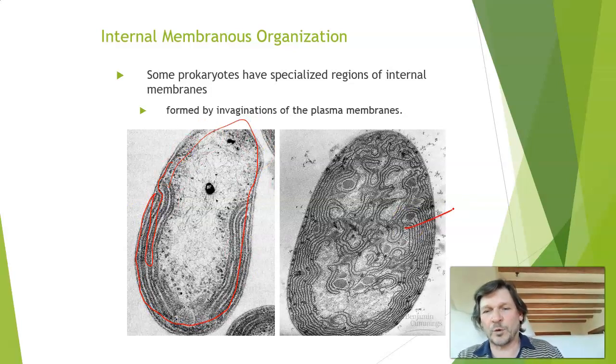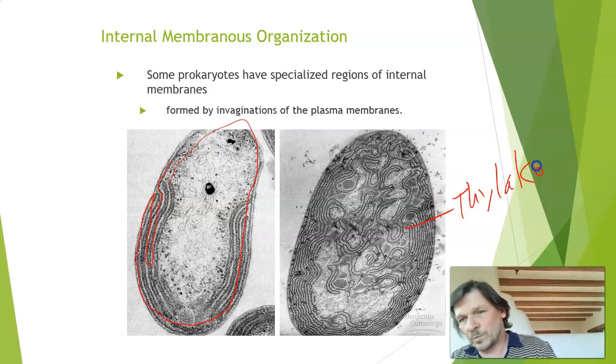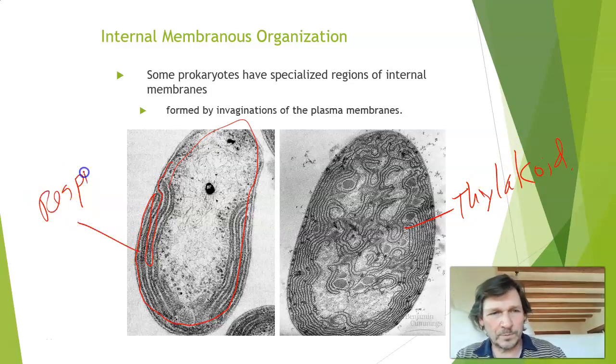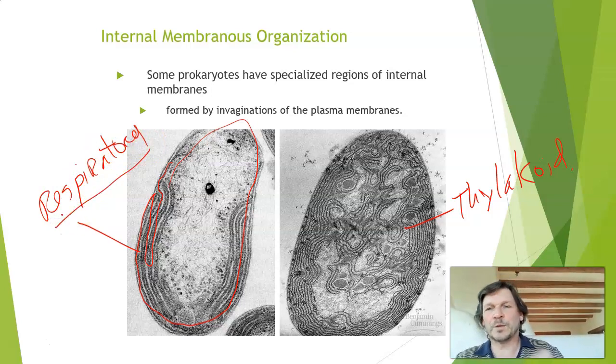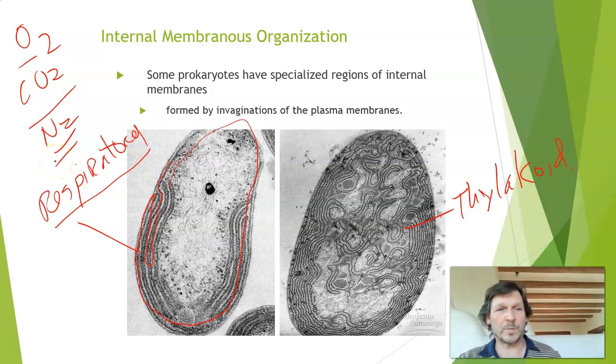And so these would be the thylakoid membranes in a cyanobacteria. And these would be respiratory membranes. And so these are relating to both the use of oxygen and carbon dioxide, but also, if I put up Nitrobacter, for nitrogen. So these processes are all taking place on these specialized internal membranes. Not separate organelles, because these are invaginations, foldings of the cell membrane, but still we do have special membrane regions within the cell.